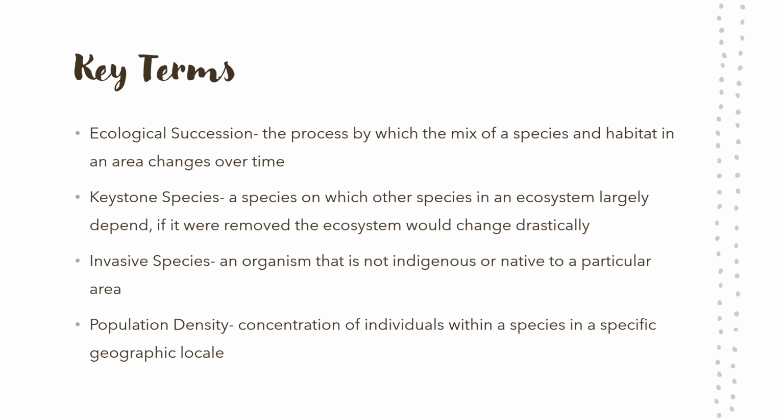Next, we have the keystone species. This is a species on which other species in an ecosystem largely depend. If this species were removed, the ecosystem would change drastically. This is the beginning, the start. They are the main reason behind the ecosystem and how it thrives. Okay, if that species is taken out, then certain plants may die, which results in the animals that depend on those plants dying, and the animals that depend on those animals die. Okay, the keystone species is what alters everything.